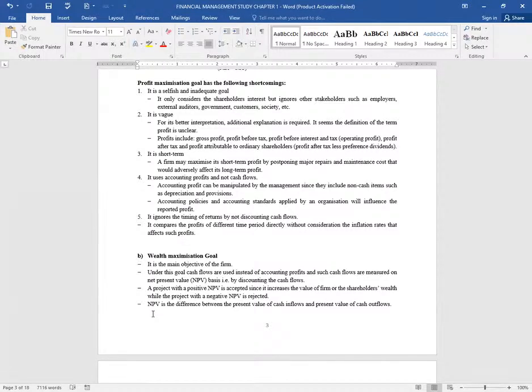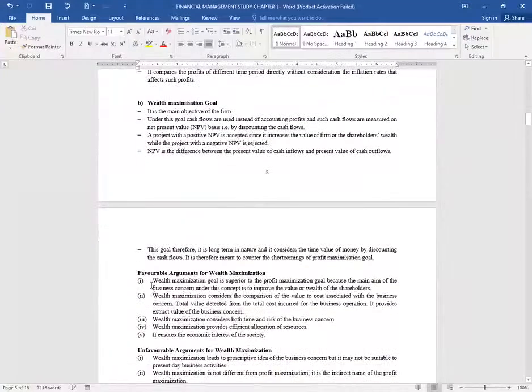So if it's the wealth maximization goal, at the end of the day, we shall be working with what we call the net present value. Which basically will be that present value that we shall get after we discount all the future cash flows, as we shall be seeing later on, and then we deduct the initial outlay. So don't get scared at this particular point. Now, ladies and gentlemen, if you allow me, I'll take you through.